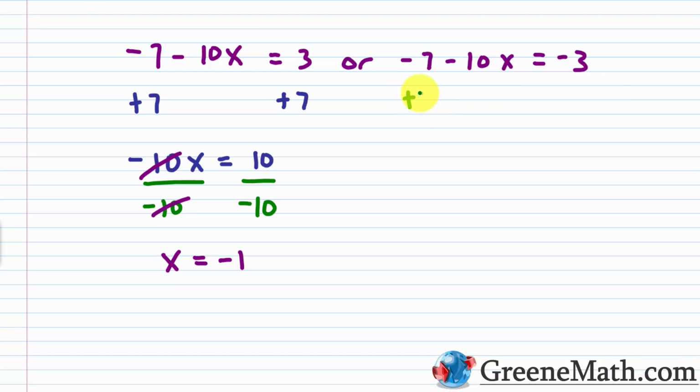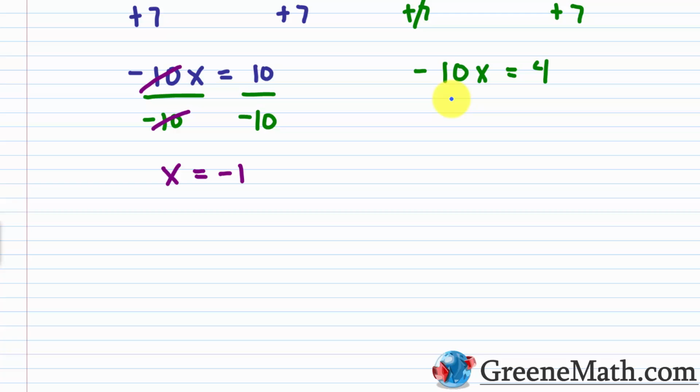So again, I'm going to add 7 to each side of the equation. This is going to cancel. I'll have negative 10x is equal to negative 3 plus 7, which is going to be 4. So now let me scroll down and get a little bit more room here. If I divide both sides of the equation by negative 10, then this guy right here is going to cancel with this guy, and I'll have x is equal to 4 over negative 10.